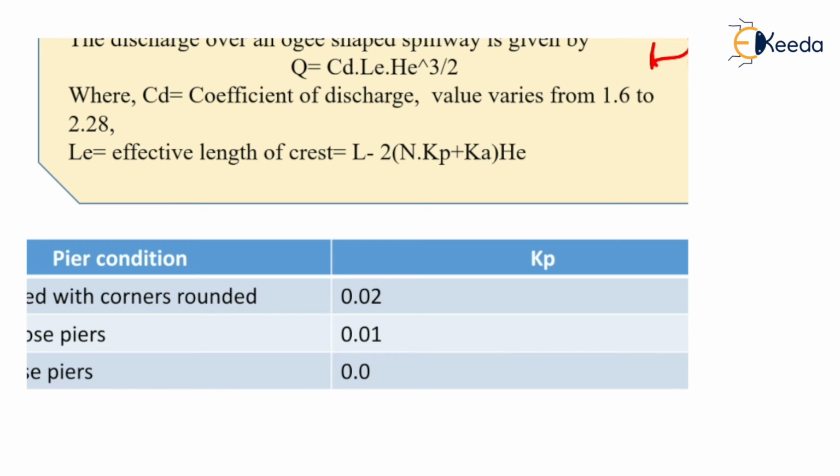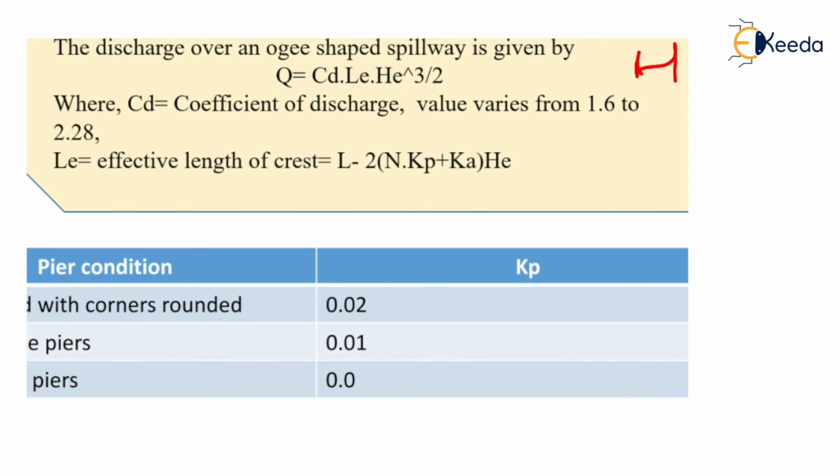L, that is the net length of the crest, minus 2 times N, where N is the number of piers, multiplied by Kp. Kp is nothing but the coefficient of pier contraction. What shape has been given to the pier? So based on this pier shape, here we have various values of the coefficient with us. Then Ka is the abutment coefficient. So based on the abutment shape also, we have the coefficient of abutment value with us. And here HE again we can consider as the design head.